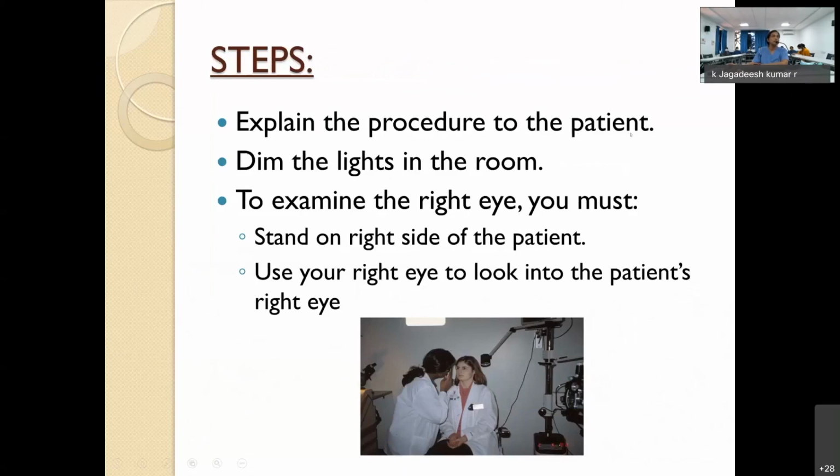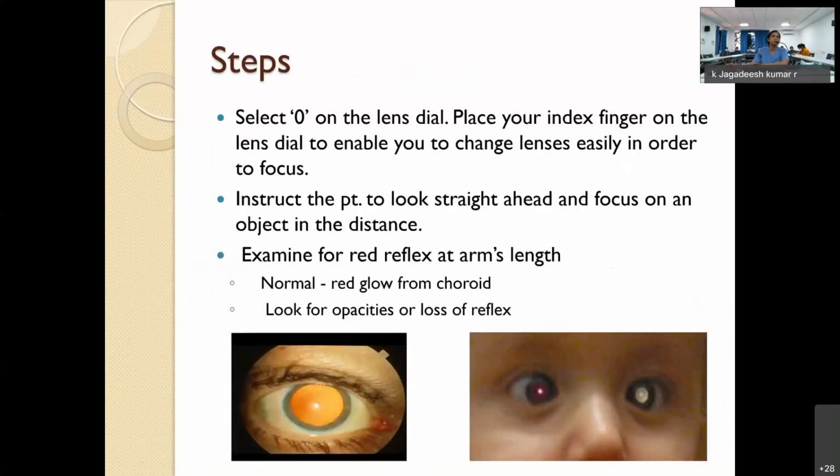You dim the lights in the room, and to examine the right eye, you must stand on the right side of the patient. Use your right eye to look into the patient's right eye, and for the left eye, you stand on the left side and use the left eye.